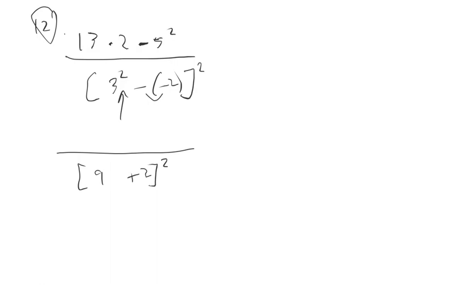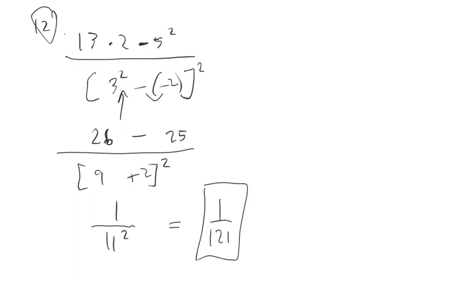Now the top of it you can do a different step on. So the top of it we're going to do the exponent of the 5, which is squared. So 5 squared is 25. So we get 13 times 2 is 26 minus 25. Then the bottom, the inside of the brackets is 9 plus 2. That's 11. We get 11 squared on the bottom. And then on the top, 26 minus 25 is 1. So 1 over 11 squared, which equals 11 times 11 is 121. So the answer is 1 over 121.